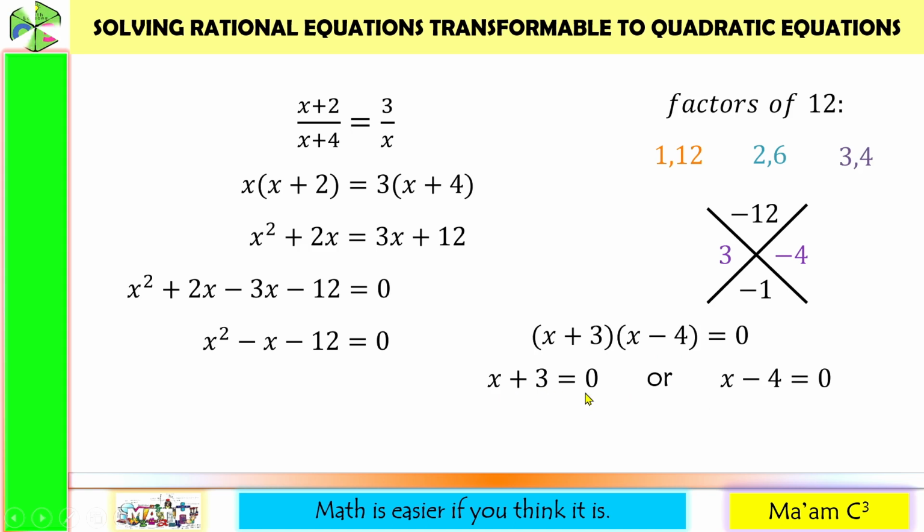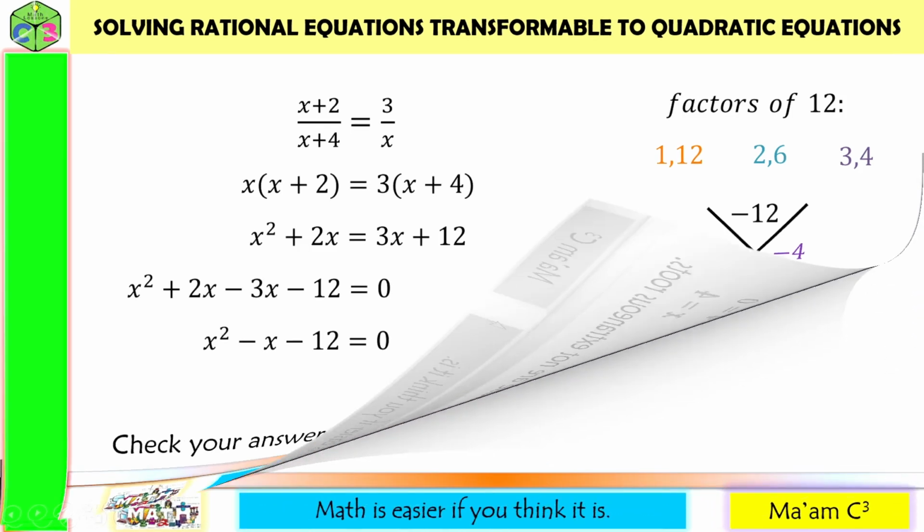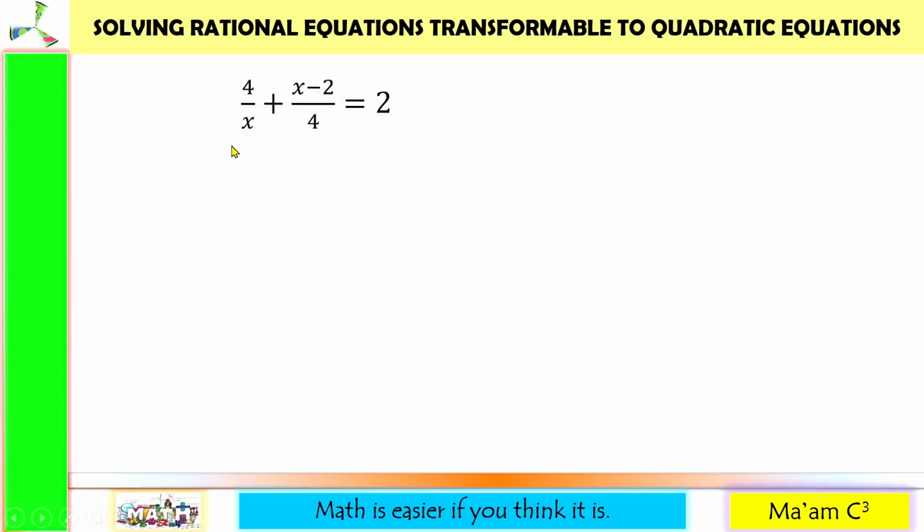x plus 3 equals 0, moving 3 on this side, x equals negative 3. x minus 4 equals 0, x equals positive 4. Once again, you have to check these answers if these are not extraneous roots. Let's have another one. This time, we really have to determine our LCD because we have an operation here.